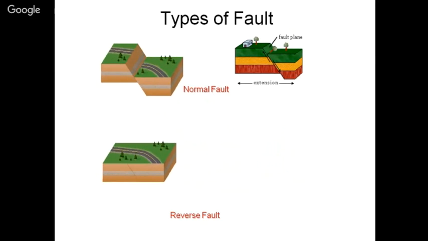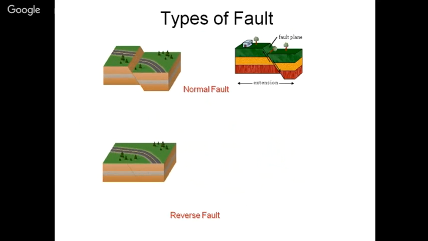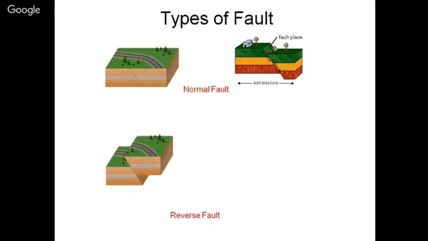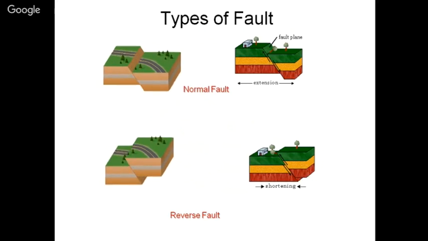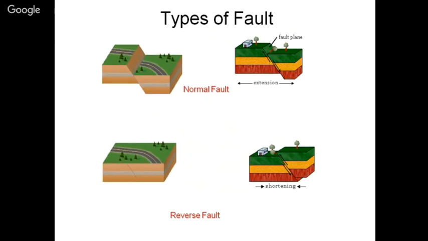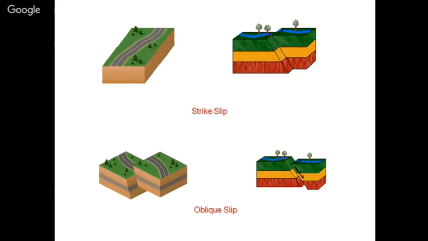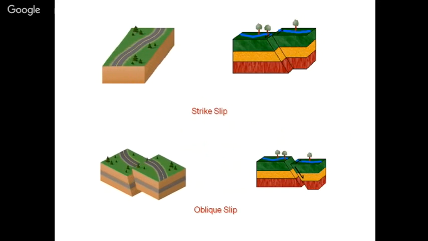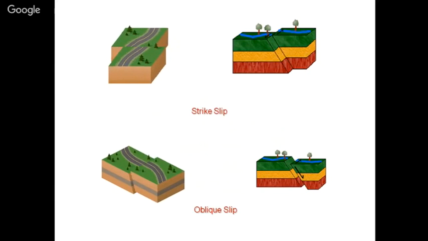Types of fault, which we have shown in our preceding slides: normal fault, reverse fault. They are subclassified, showing the extension, where the shortening is there, where the extension or lengthening is there. This diagonal slip is called oblique slip, and the slip which is parallel is called strike slip.